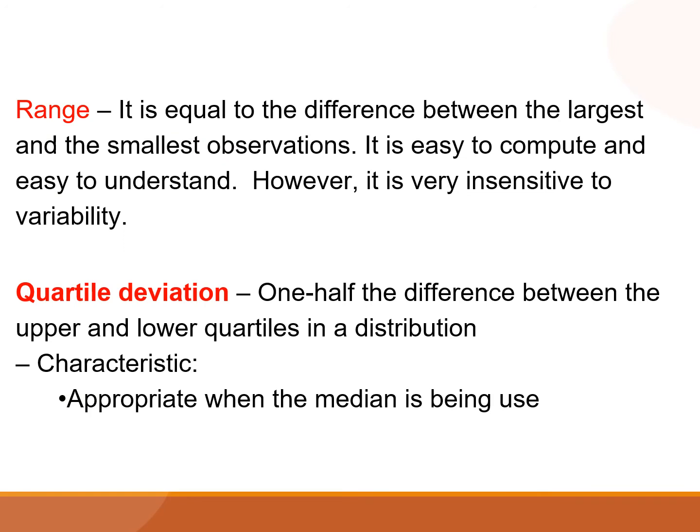Okay, so the first is we have the range. Range is said to be one of the easiest parameters to compute. Just simply get the largest value or the largest number, and you just divide it by the smallest observation or the smallest number. The answer of it will be the range. But the main disadvantage of the range is that it's very insensitive to variability.